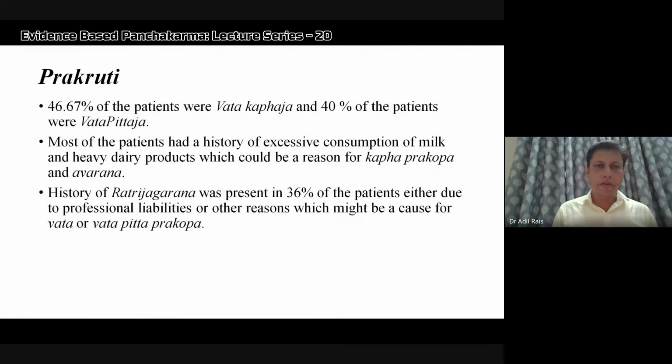Prakriti of the patients: 46% of the patients were Vat Kapaj, and 40% of the patients were Vat Pittaj. Most of the patients had a history of excessive consumption of milk and dairy products, which could be a reason for Kapha Prakop.